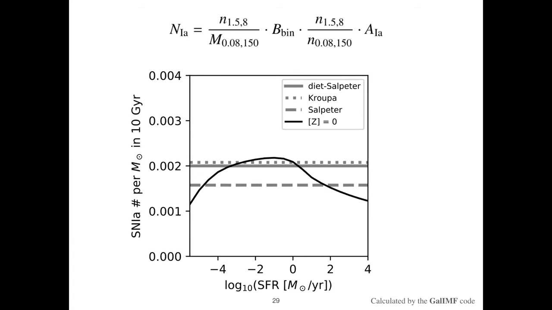Now, in the prediction of IGMF theory, we have the galaxy-wide IMF as a function of star formation rate and metallicity. So here, if I assume the metallicity to be solar metallicity, it's only a function of the star formation rate of the galaxy. You see that for the high star formation rate galaxy, it forms a lot of massive stars, so it's not helping to form type 1a supernova, so the type 1a supernova number decreases.